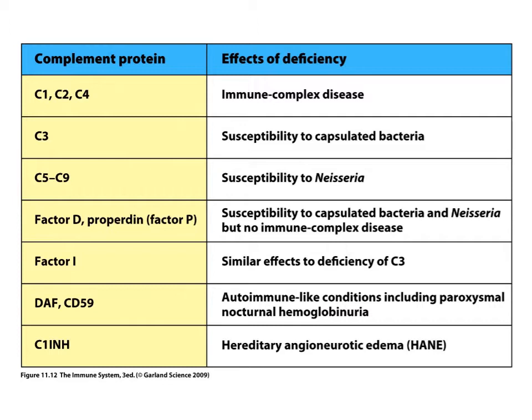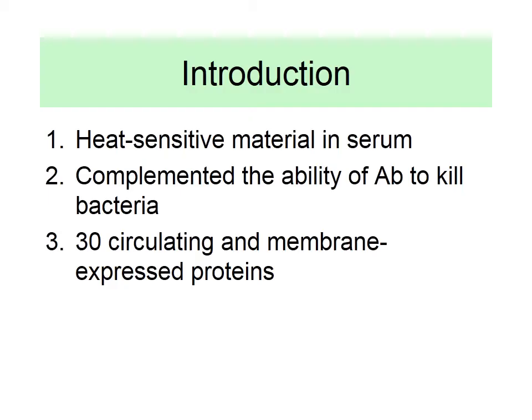Now, initially, when complement proteins were discovered, they found that there are some proteins in the serum that are heat sensitive. That was considered a complement to the ability of antibodies to kill bacteria. So they would bind to those bacteria and help antibodies to kill them. We right now have about 30 different circulating and membrane-expressed proteins.